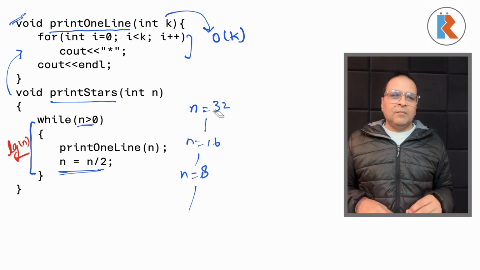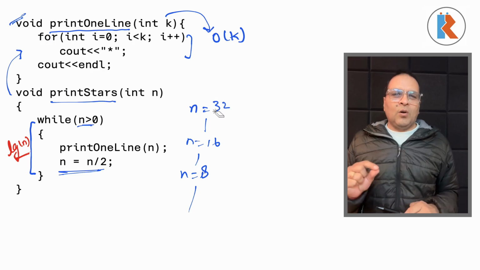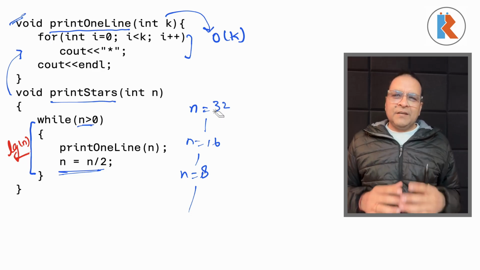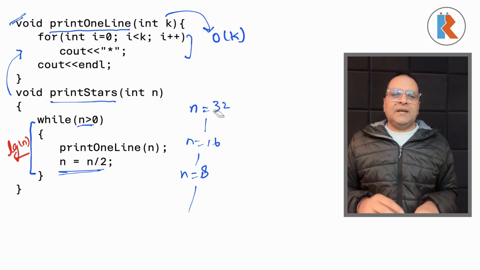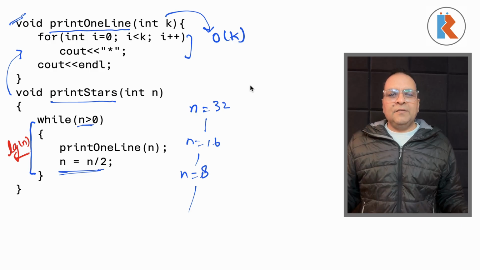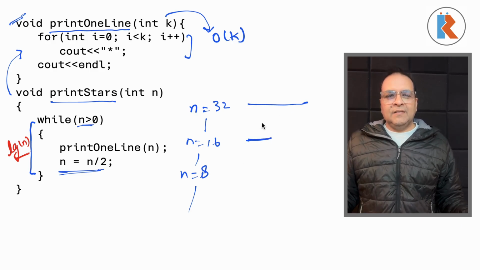But this is not enough because the print one line function is not being called for constant value k, which means that we are not printing constant number of stars in every line. In the first line, if we are printing 32 stars, then in the second line we are only printing 16 stars. Then in the next line we are only printing 8 stars.